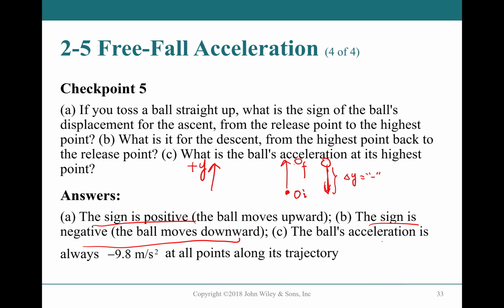But what happens to our acceleration? Acceleration will not change with position. Remember that acceleration is constant. So the ball's acceleration is always negative 9.8 meters per second squared at all points along its trajectory. It will not change with position. It's a constant throughout the motion. Okay, so make sure you understand that.